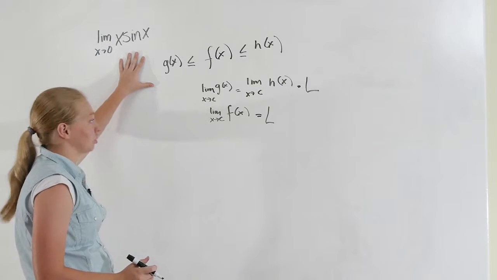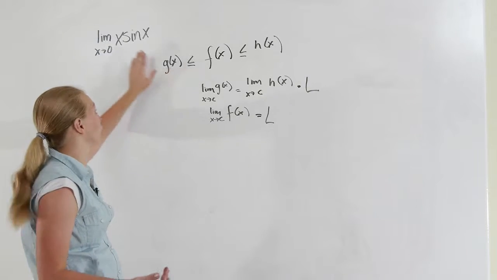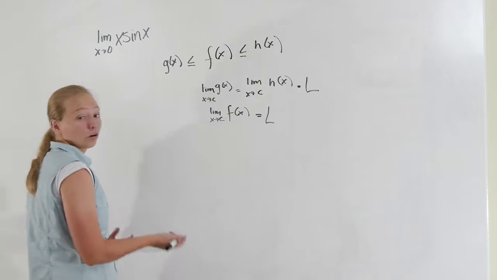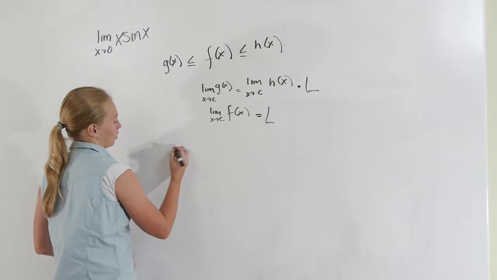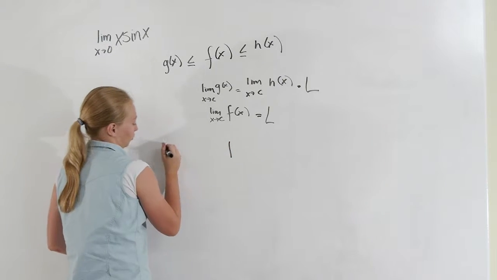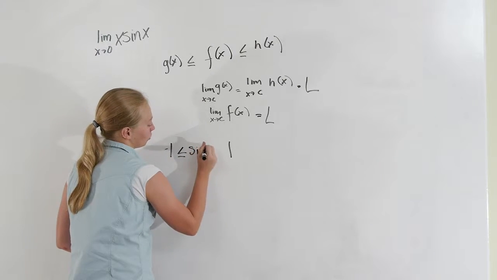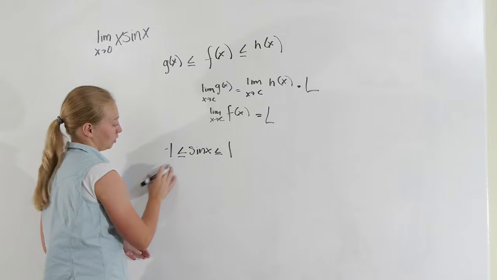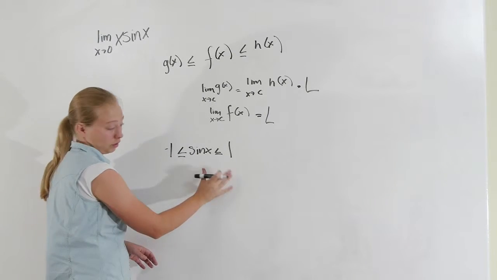For this equation here, we have to decide what our limits are, what sine of x is always greater than or equal to and less than or equal to. The sine of x is bounded by 1 and negative 1. It's always less than or equal to, and greater than or equal to, these numbers here.